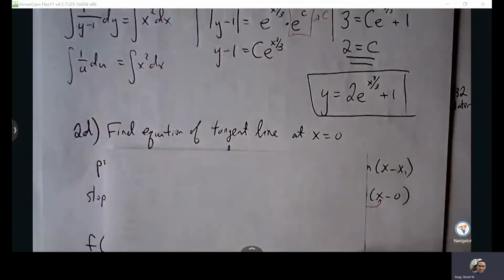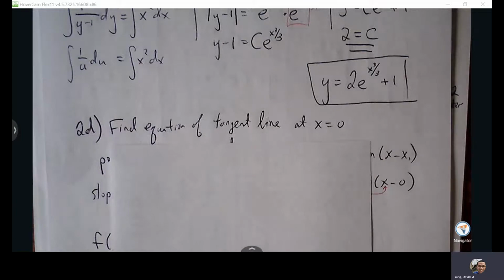Okay, so part D, find the equation of the tangent line at x equals 0. Anytime you're looking for a tangent line equation, you need what and what? Yeah, ordered pair and slope, right? So the ordered pair, I think, is provided for you from part C, right? Ordered pair (0, 3).